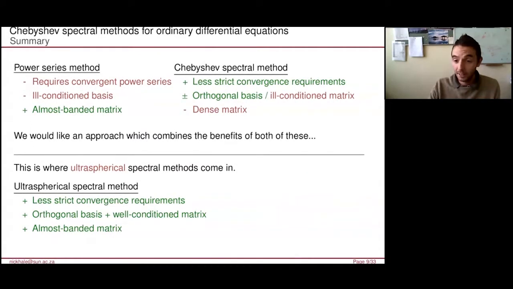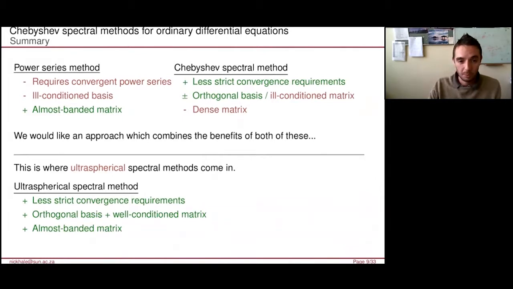So let's just summarize what we spoke about. We looked at power series methods. What was the downside? Well, we needed a convergent power series, which is a pretty strong assumption to make. And the basis we were using, the monomials, was ill-conditioned. The benefit of using this approach was that we got this almost banded matrix, which we could invert quickly.